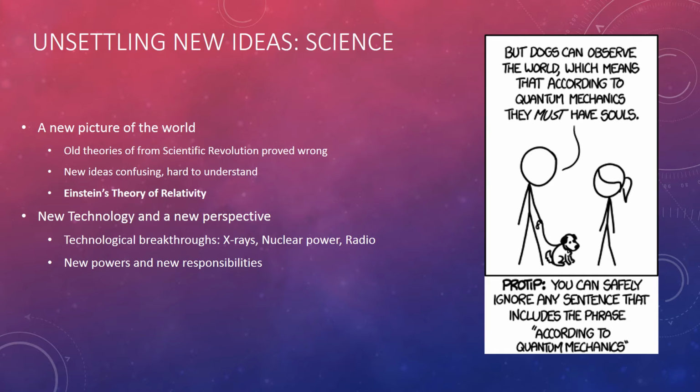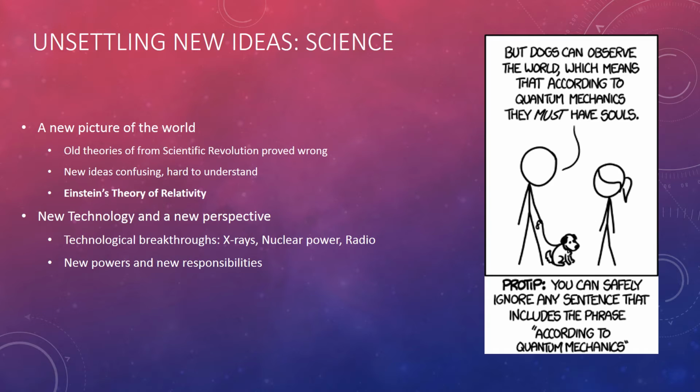And the new ideas that take the place of Isaac Newton's ideas are really weird and confusing and hard to understand. The most famous one of these new ideas is Einstein's theory of relativity, which basically says that time and space do not exist as we see them in our everyday lives, but rather that they are these very mysterious and complicated ideas that don't really make a lot of sense to the normal person. And this is very unsettling.